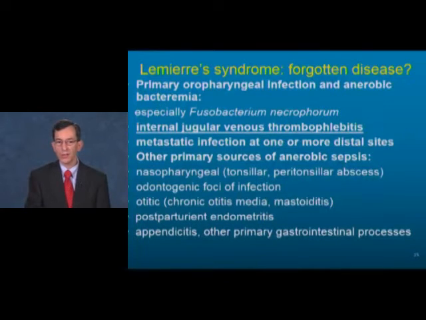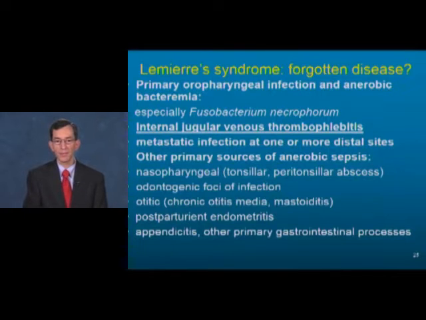And once this develops, there is commonly metastatic infection at a distal site. And we will review some of these in a moment. Although this is the classic description that Lemierre used, the syndrome of a primary infection with resultant anaerobic bacteremia, venous thrombosis, and metastatic infection has been applied to other foci of infection. And I've listed some of the typical non-oropharyngeal Lemierre syndrome sources on the slide.